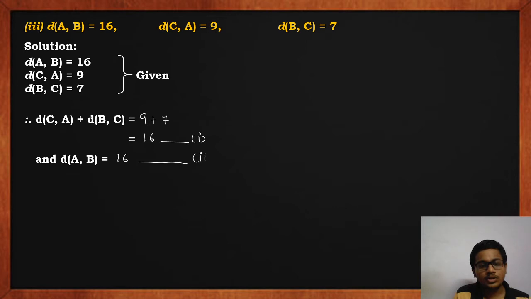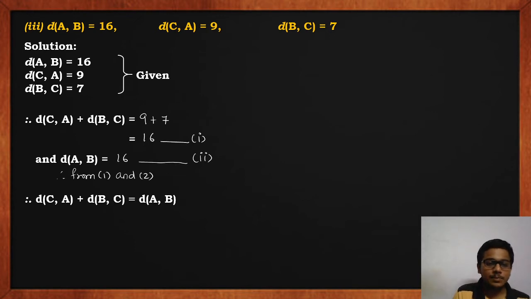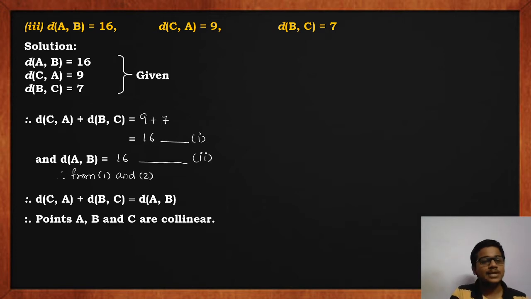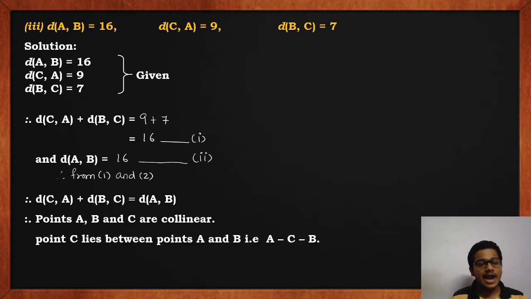Now if you look at both the values, therefore from 1 and 2, you can see distance CA plus BC, that is 16, is equal to distance AB, which is also equal to 16. So therefore we can say that points A, B and C are collinear because the answer is equal. Both the answers are same. If points are collinear, check the biggest distance. It is distance AB. So point C is missing. So point C will lie between A and B. Betweenness can be given as A-C-B.